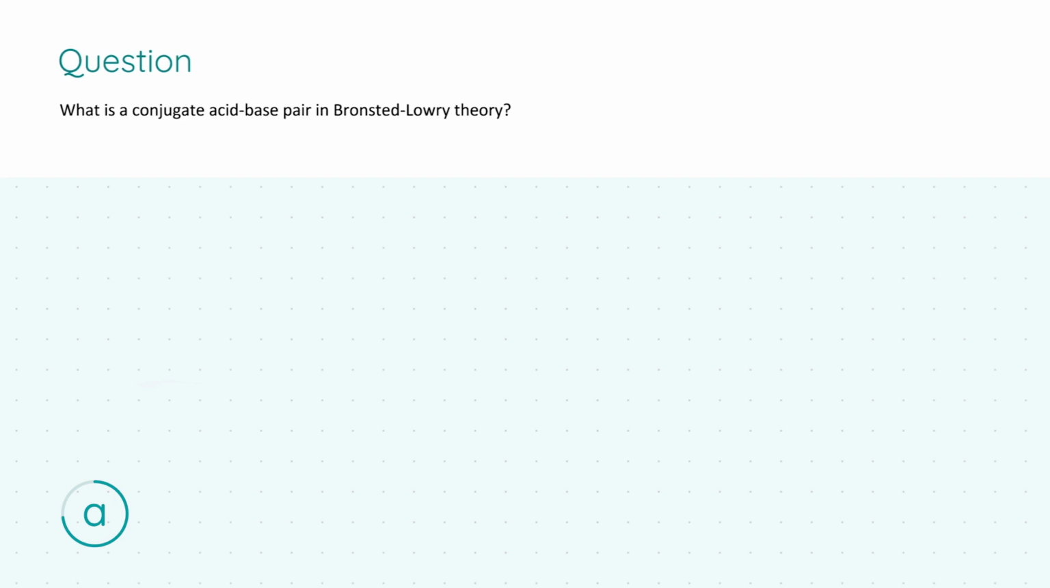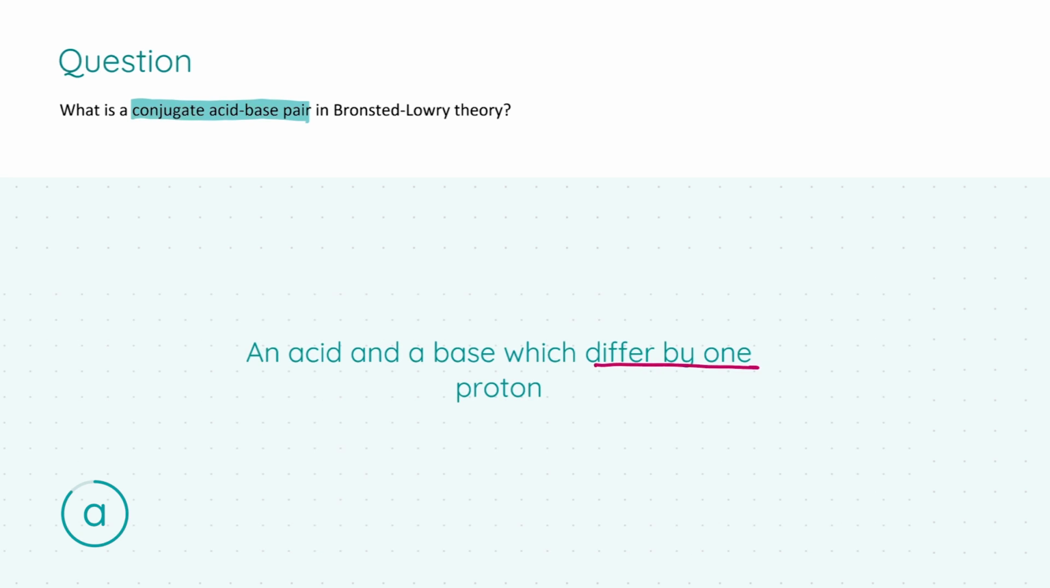So this asks us, what is a conjugate acid-base pair in Brønsted-Lowry theory, okay? And you can remember again, Brønsted-Lowry theory of an acid is that an acid is a proton donor and a base is a proton acceptor. So a conjugate acid-base pair in this theory is an acid and a base which differ by 1 proton. Okay, so the base accepts the proton to become the conjugate acid, and the acid donates the proton to become the conjugate base. Okay, so they differ by 1 proton. And for this question, you will get 3 marks. So now we're going to move on to question B.